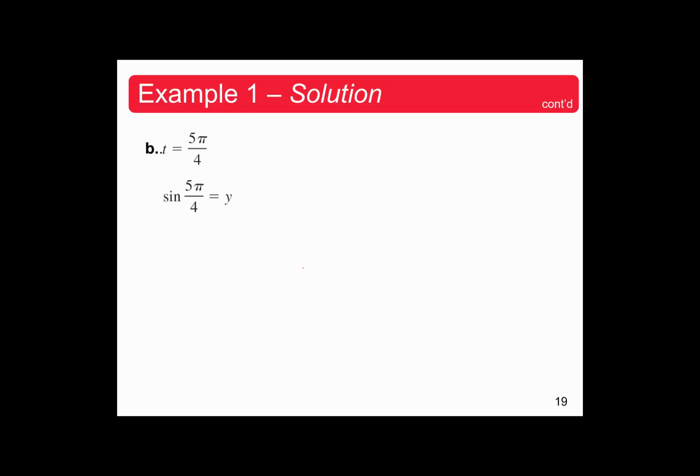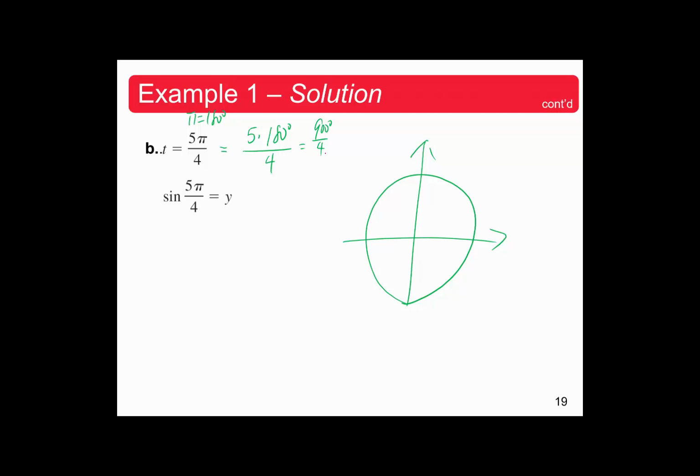And now let's take a look at 5 pi over 4. All right, so now again, draw the unit circle. Looking at 5 pi over 4 on the unit circle. If you want to turn 5 pi over 4 into a degree measurement, pi is equal to 180 degrees. So it's 5 times 180 degrees over 4. That's 900 degrees over 4. That turned out to be 225 degrees.